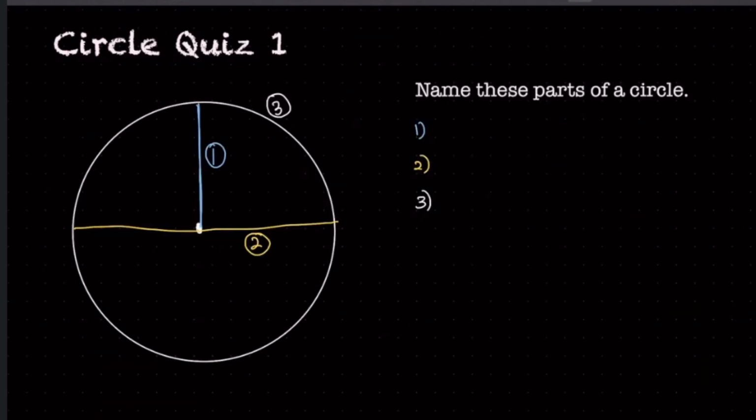Alright, now for a short quiz. Let's name these parts of a circle. Number 1, what is this? You can write it down in your notebook. What is this? Number 2, what is this? This line right here. And number 3, what is this?